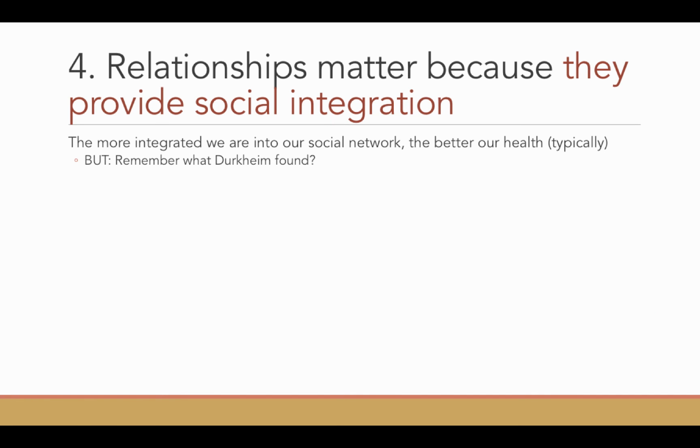The fourth way that relationships matter is because they provide social integration. Okay, so in general, the more integrated we are into our social network, the better our health, typically. But think back to week 1 when you watched that video about Durkheim and his suicide study. His research showed that if somebody is feeling over-integrated, like everybody's watching them, that may have an impact on their likelihood of committing suicide. So social integration is great, but it can have downsides if it's too overbearing.